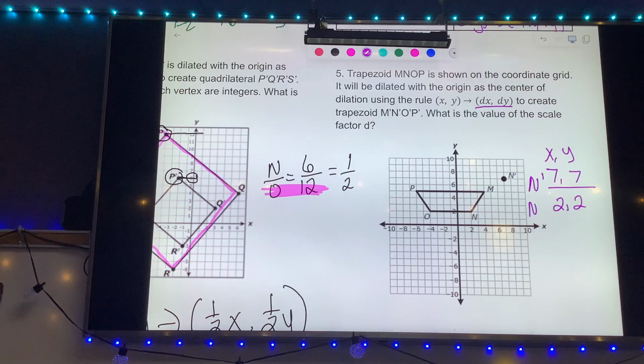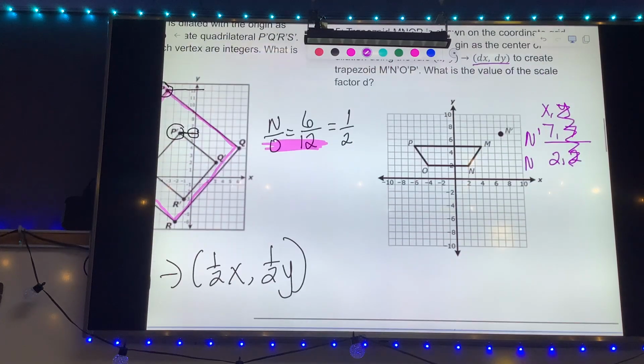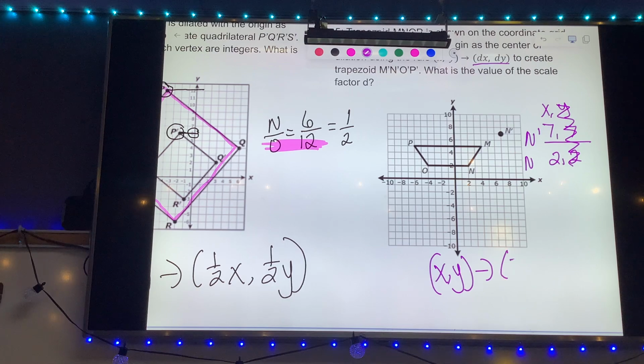It doesn't matter which one you use, x, y, they're both going to be the same. I only need 1 to find my scale factor of d, so my scale factor is 7 over 2. Could you make that into a decimal? You sure can, which would be 3.5, but you do not have to. You can leave it as 7 over 2x, 7 over 2y.